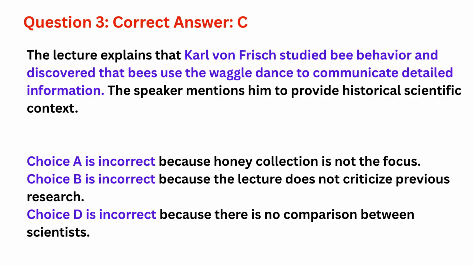Choice A is incorrect because honey collection is not related to his work in the lecture. Choice B is incorrect because the lecture does not criticize earlier research. Choice D is incorrect because there is no comparison between Austrian and modern scientists.